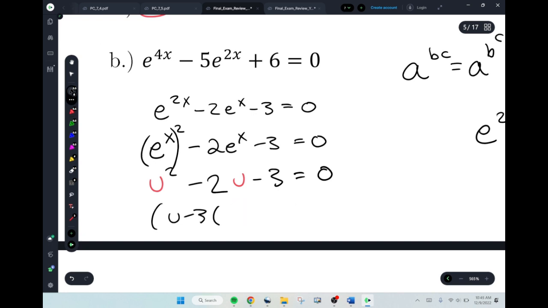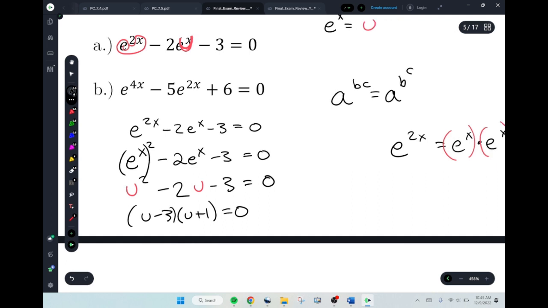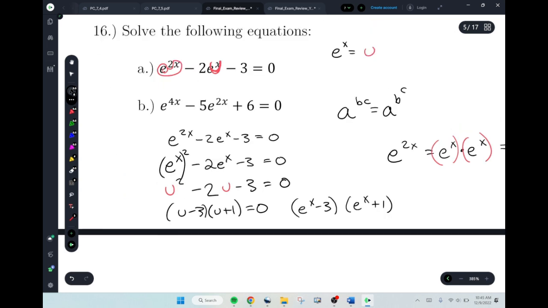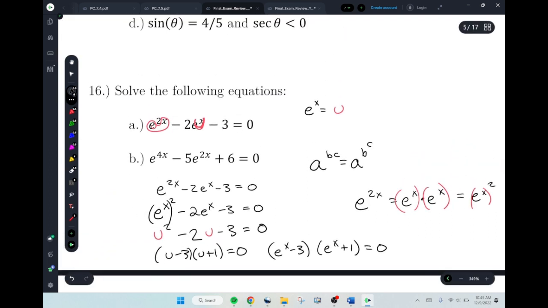u minus 3, u plus 1. Right? Yes. And you know what u was technically? e to the x. e to the x minus 3, and e to the x plus 1. And now you know what we do? We just solve those equations. So you're left with e to the x equals 3, e to the x equals 1.